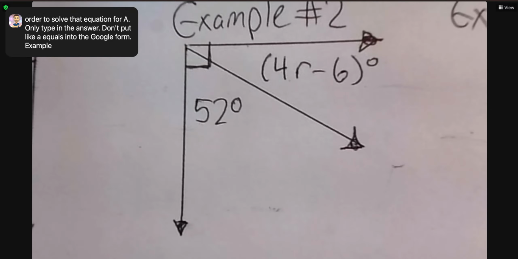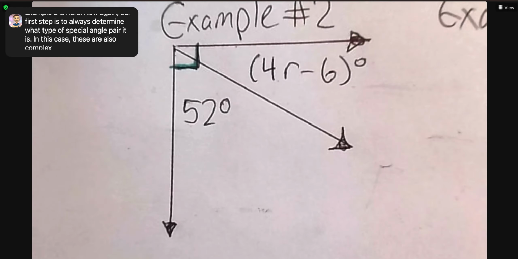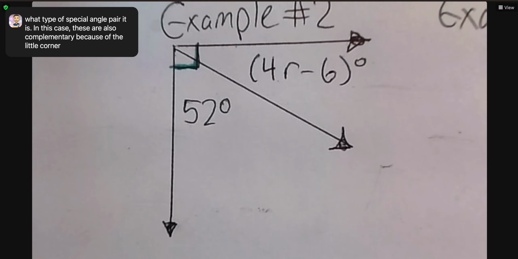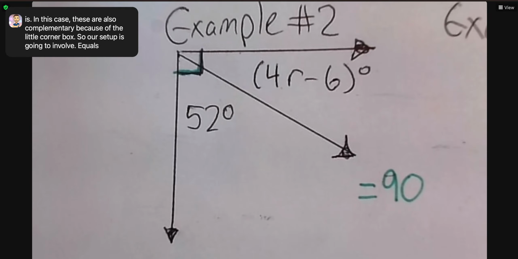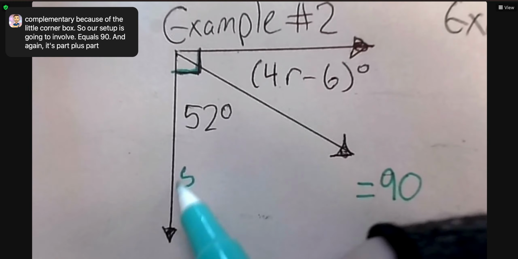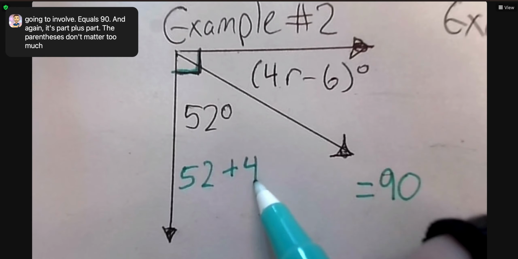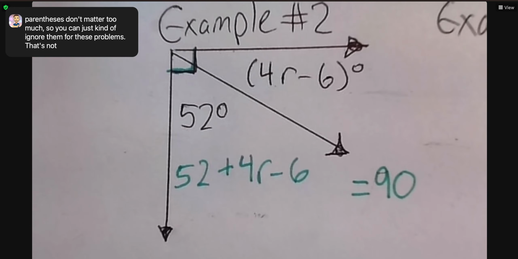Example 2 is here. Now again, our first step is to always determine what type of special angle pair it is. In this case, these are also complementary because of the little corner box. So our setup is going to involve equals 90. And again, it's part plus part. The parentheses don't matter too much, so you can just ignore them for these problems. So 52 plus 4r minus 6 equals 90.